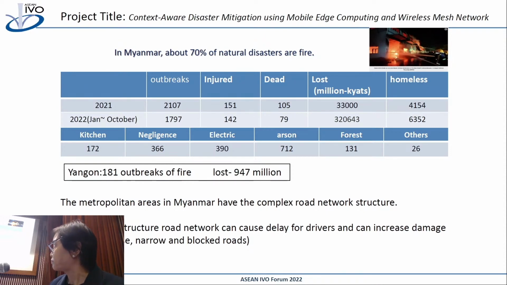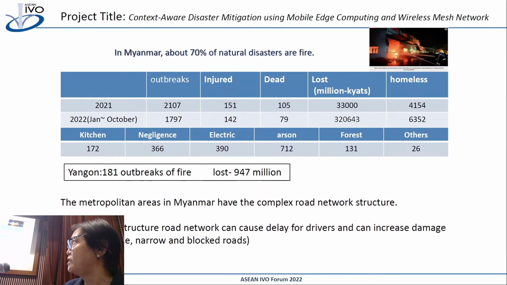According to the data of the Central Fire Department in 2021, 2,107 fire outbreaks occurred, with 151 injured persons and 105 dead. The country lost 33 million kyats, and 4,154 people lost their homes. For this year, it's only the data for January to October.